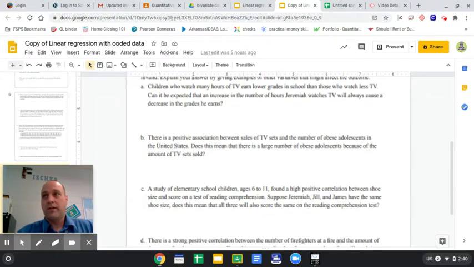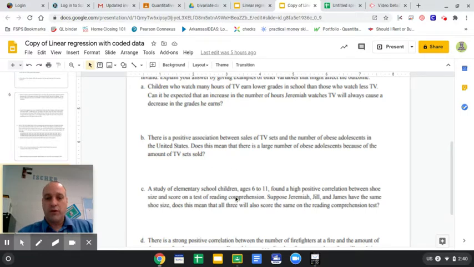So the next one, there's a positive association between sales of TV sets and the number of obese adolescents in the United States. Does this mean that there's a large number of obese adolescents because of the amount of TV sets sold? No, you could put the TV in front of a treadmill. So, lack of exercise is what would cause that.